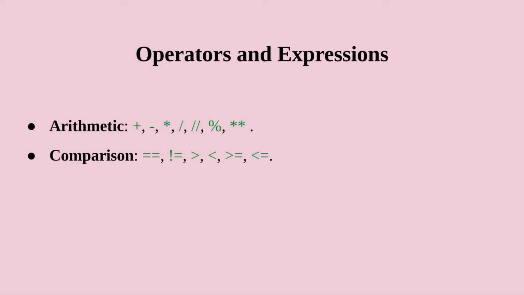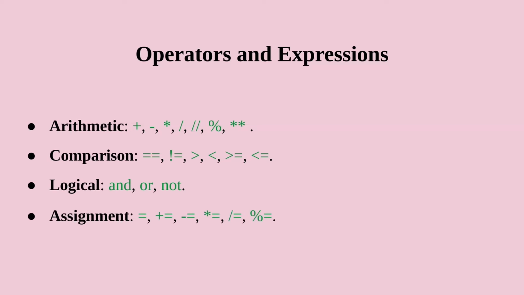Comparison operators: equal to, not equal to, which is written as exclamation mark and equal to, greater than, less than, greater than equal to, and less than equal to. Comparison operators are used for comparing two values. We write double equal to compare, while single one is used for assigning values. Logical operators: and, or, not. Logical operators return value as per some condition.